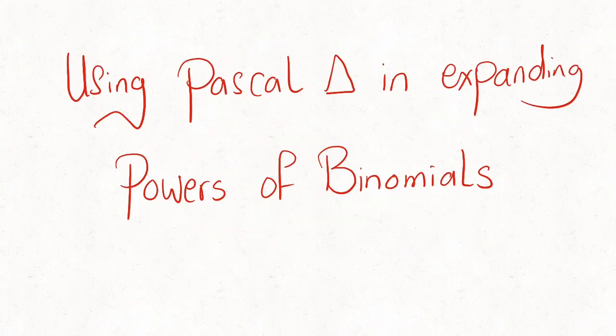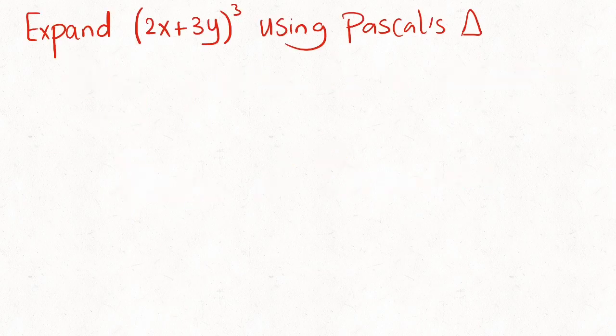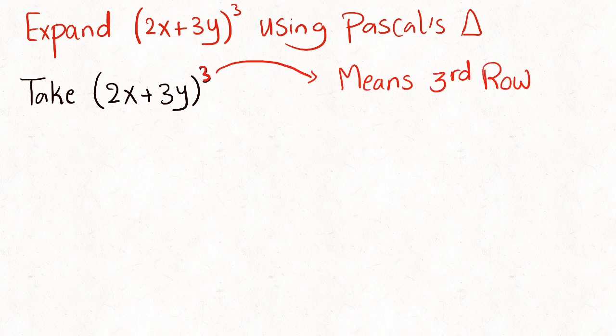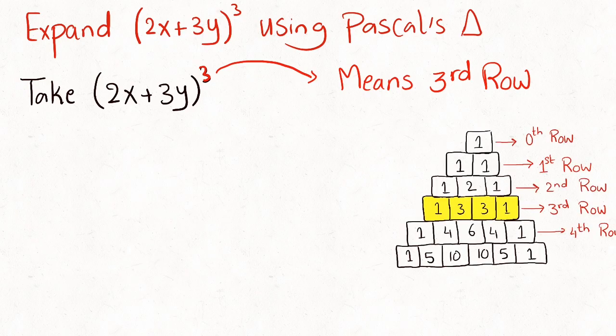Okay, using Pascal triangle to expand powers of binomials. Let's start with the first example. I want you to use the Pascal triangle to expand the binomial 2x plus 3y to the power 3. Now, power 3 means that you have to use the third row in Pascal triangle. In order to do so, you have to recall the triangle as I illustrated before.